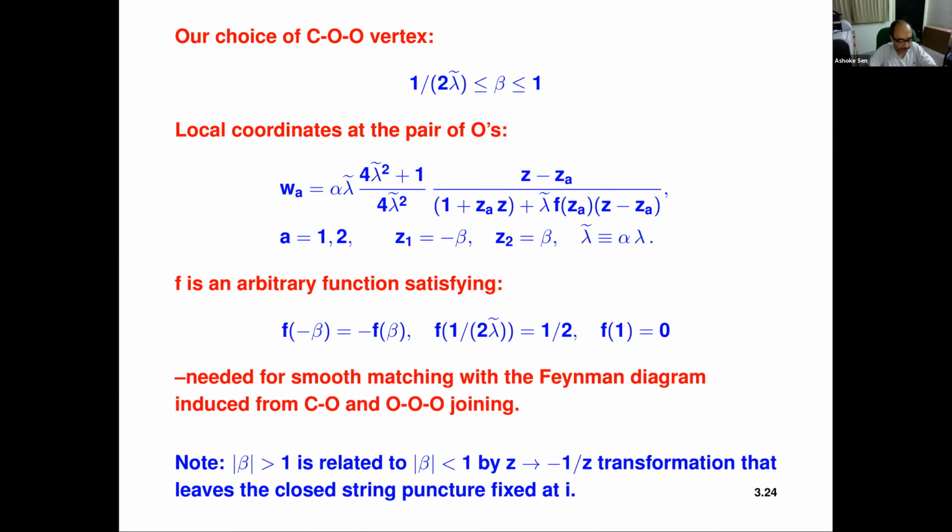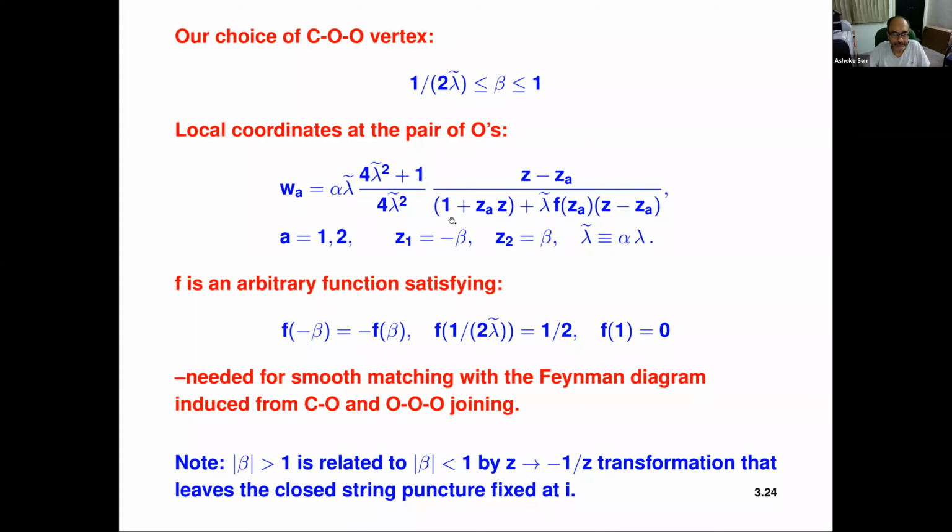So with this, let me give the choice of the COO vortex that we have made. So beta we take to range from 1 over 2 lambda tilde to 1. Beta larger than 1 is actually related to beta less than 1 by the z goes to minus 1 over z transformation, so we don't include that separately. So beta we take in this range. And local coordinates at a pair of O's, we now take in this form. It looks fairly complicated, but that's what we choose.